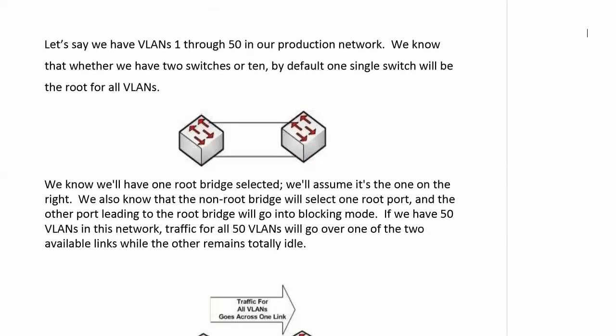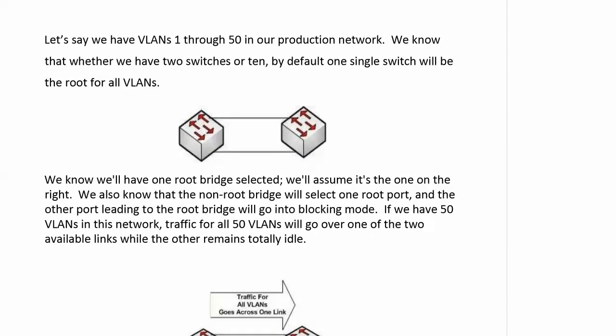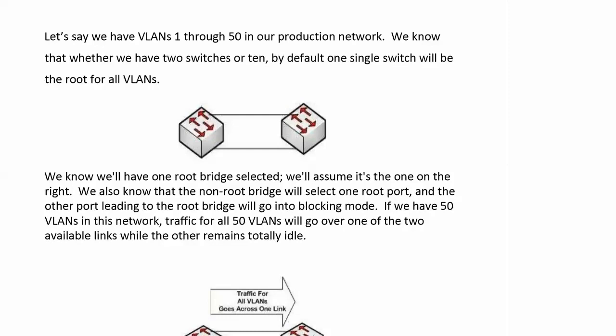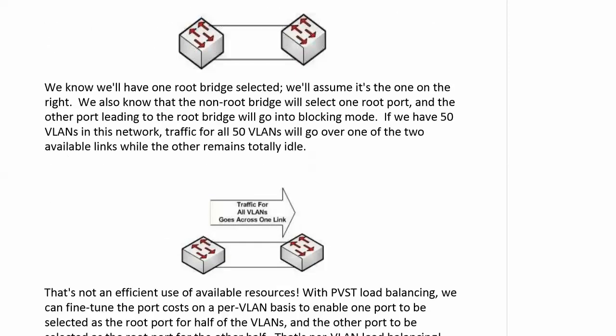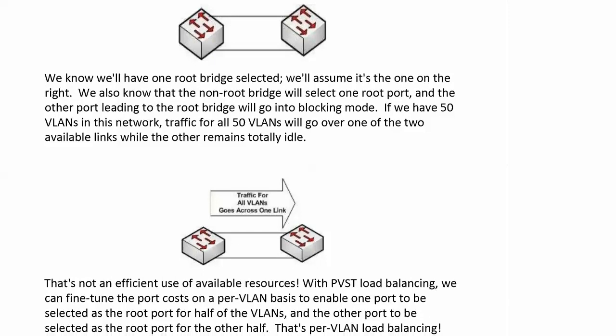Now we know that one switch by default is going to end up being the root for all VLANs. We've hammered that into the ground. But the reason I mention it again is that we're going to have one root bridge selected, and in our simple little two-switch network, we're going to use this as an example. We'll assume it's the one on the right. We also know that the non-root bridge is going to select one root port, and the other port leading to the root bridge will go into blocking mode, because out of these 4 ports, only one will go into blocking mode.